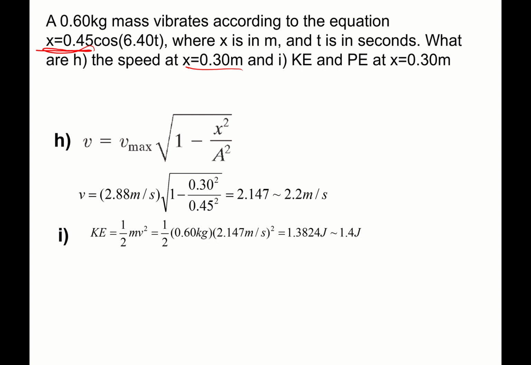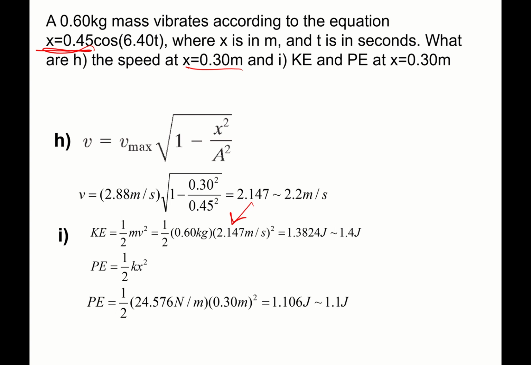So now I know my v at x equals 30 centimeters, I can find my kinetic energy. Kinetic energy is 1/2 m v squared. So it's 1/2 times 0.6 kilograms times that 2.147. I use the unrounded number instead of the rounded number. It gives me 1.3824, about 1.4 joules. The potential energy is 1/2 k x squared. My x is 0.3 meters, and my k I found in an earlier part. So if I put that in, I get 1.106, or about 1.1 joules.